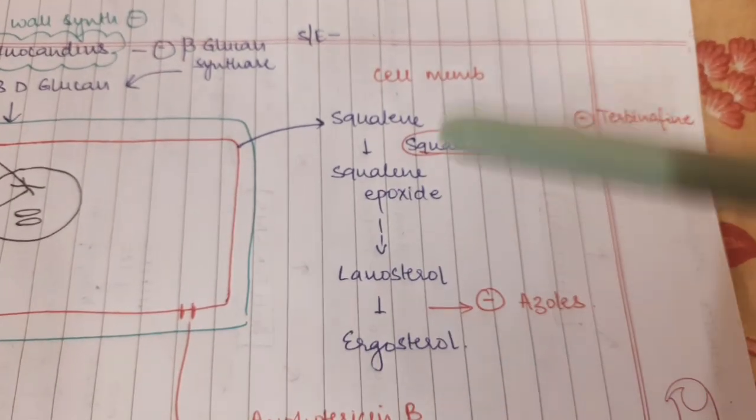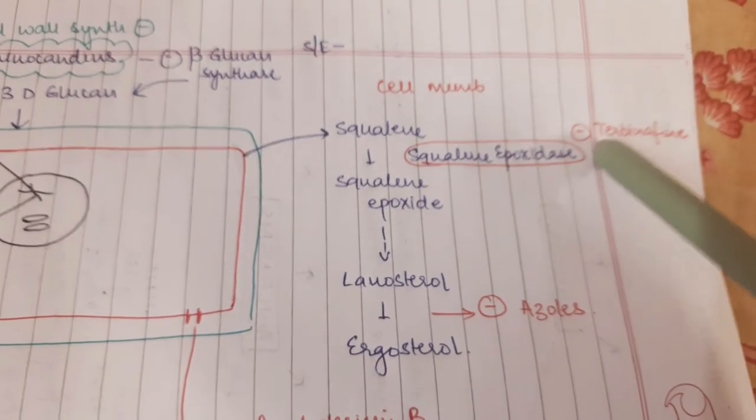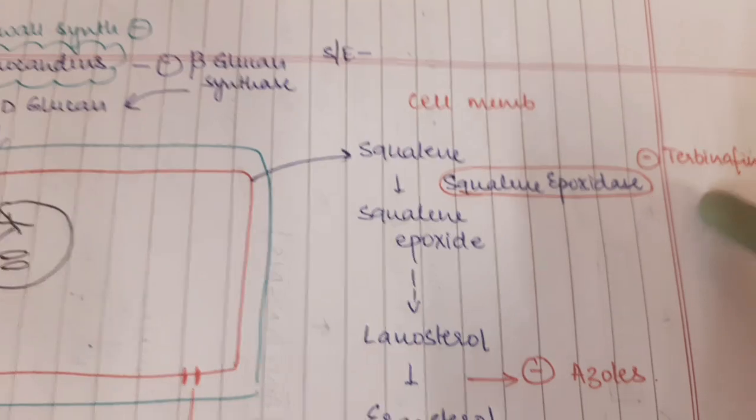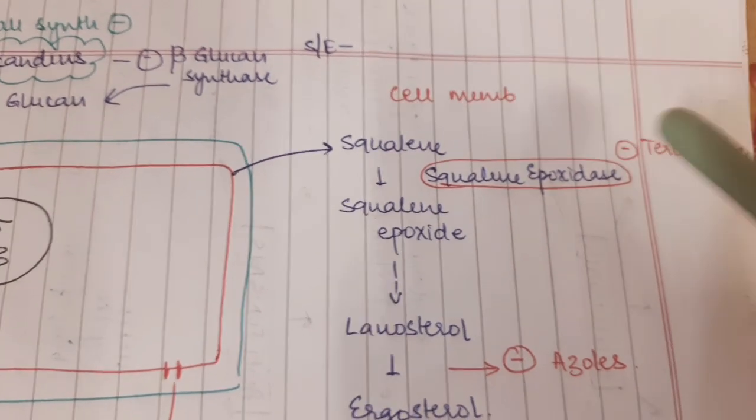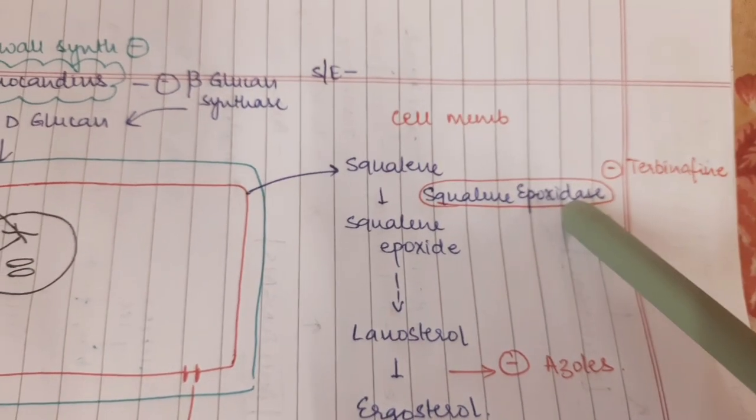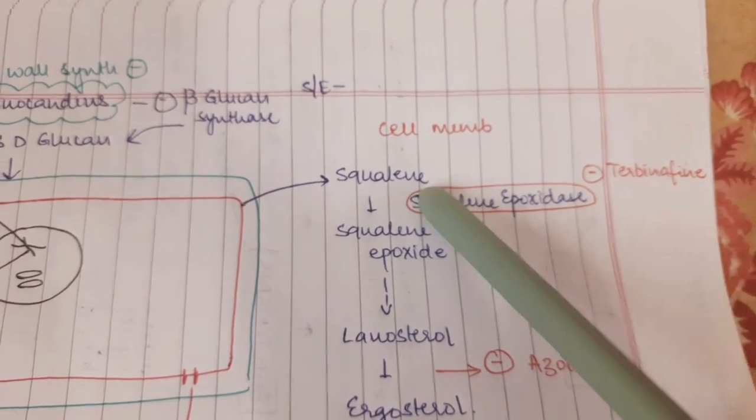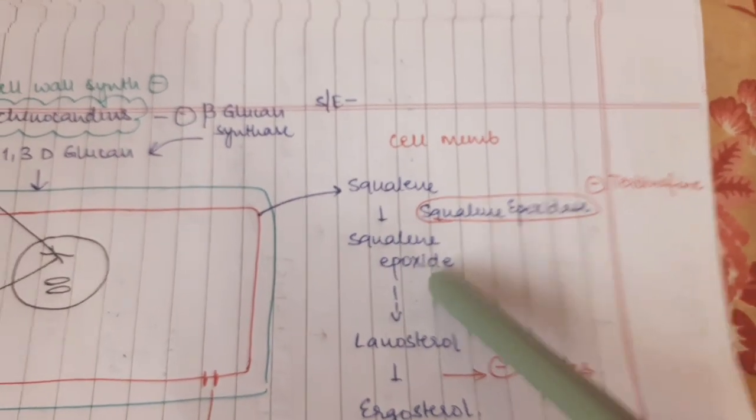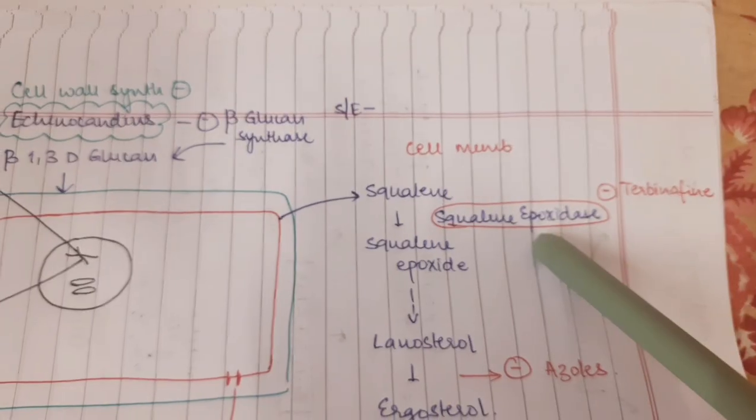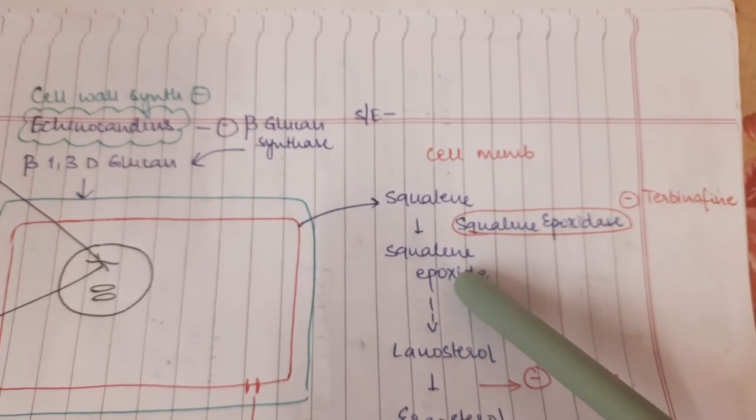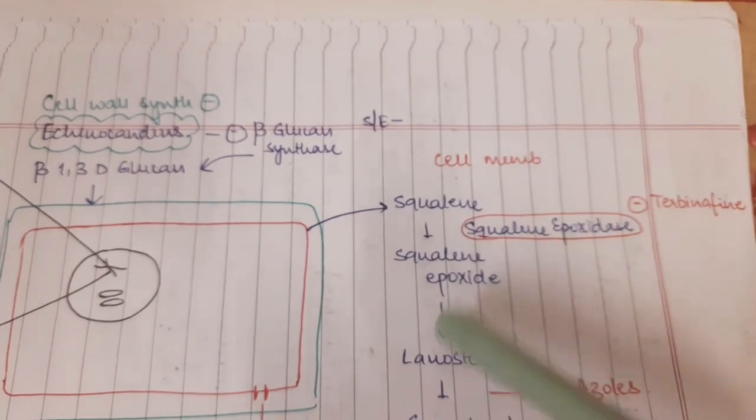So this is the process of formation of the cell membrane: squalene, squalene epoxide, lanosterol, and ergosterol. Now the drug terbinafine inhibits the enzyme squalene epoxidase. Squalene epoxidase is the enzyme which is required to convert squalene to squalene epoxide, and because terbinafine inhibits this enzyme, this step will not happen, which inhibits the cell membrane formation.